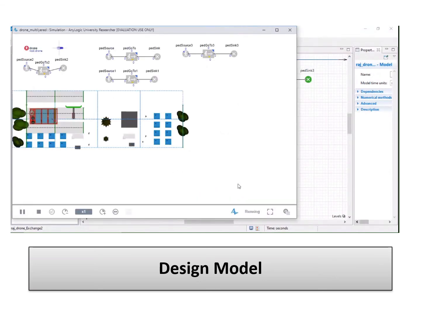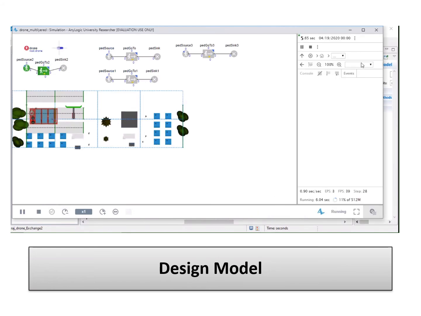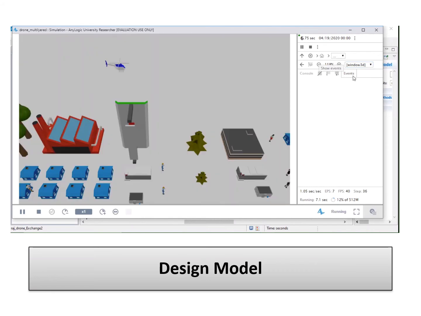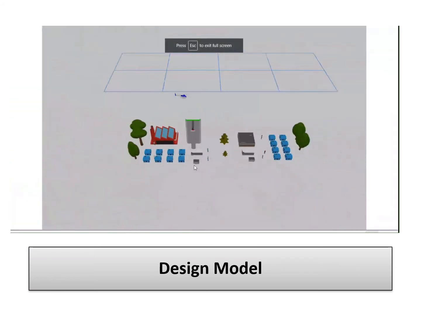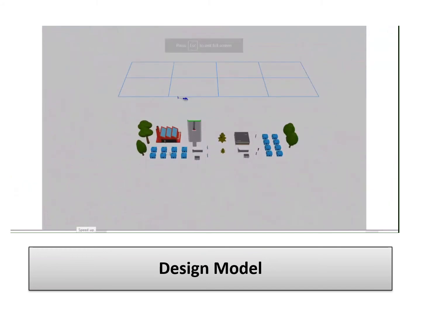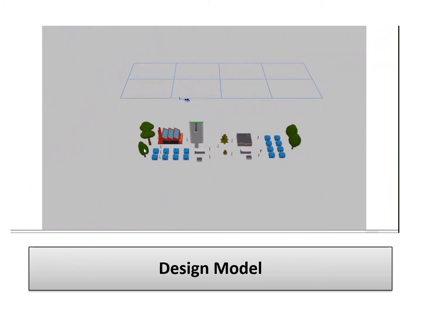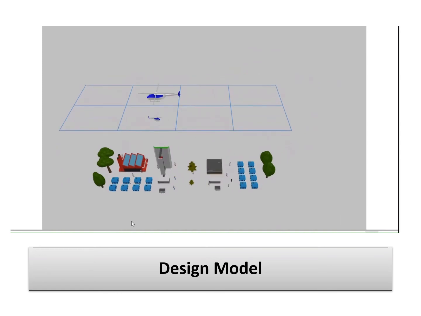This one is a 2D execution, and this one is the 3D execution. I'll speed up to show the results. This is the zone exchange mechanism. So drones are changing the zones. They are providing services, sanitization, by staying there. So services are configured and the zone exchange mechanism is configured.